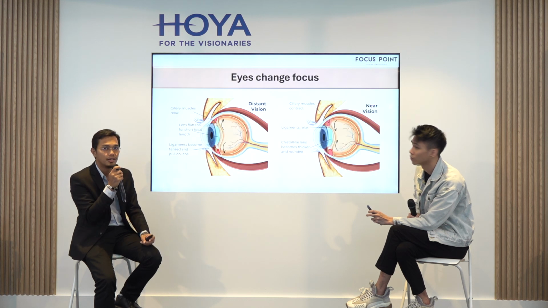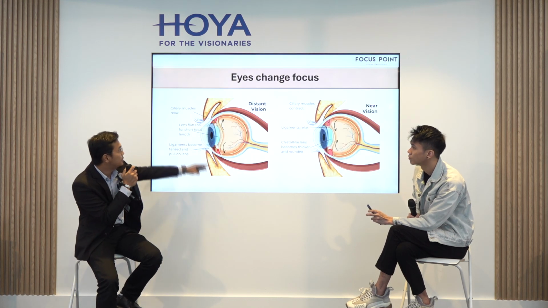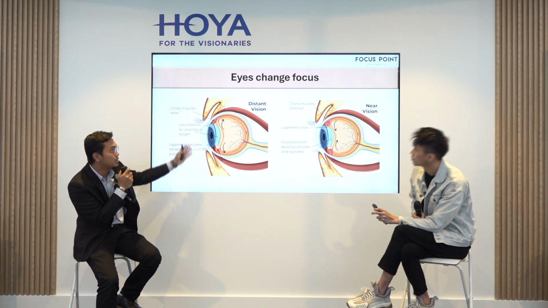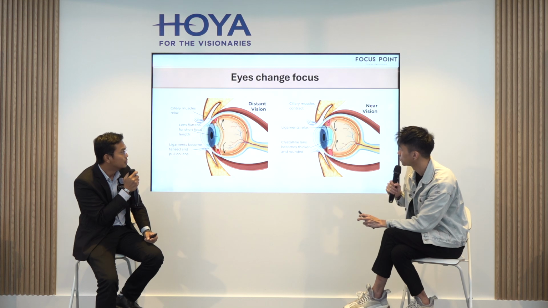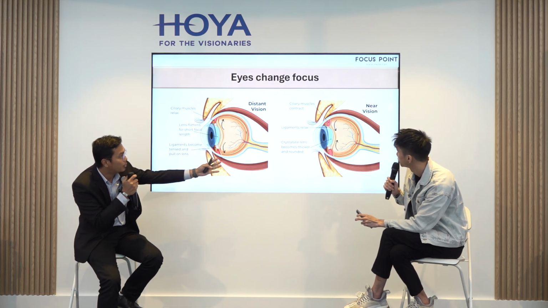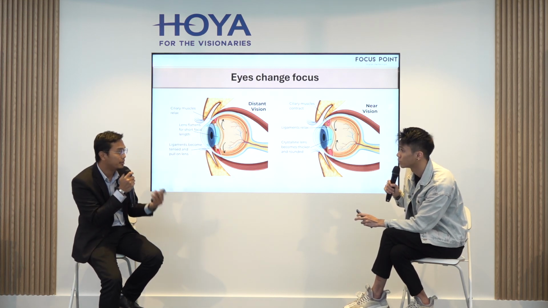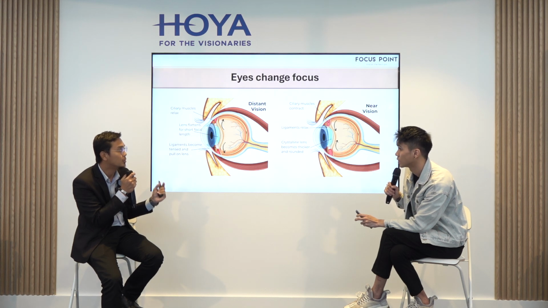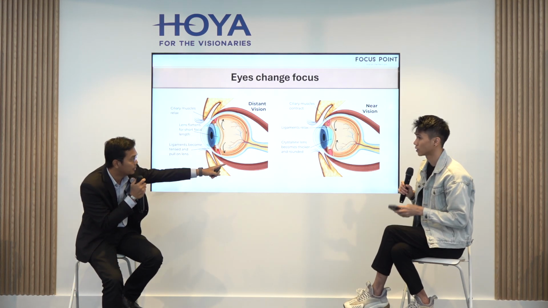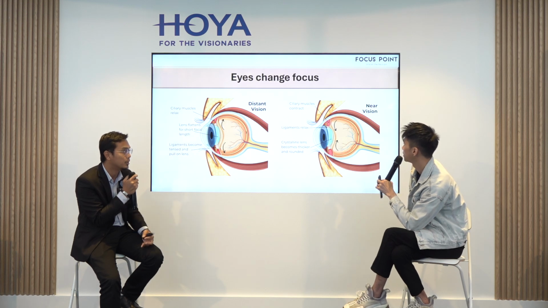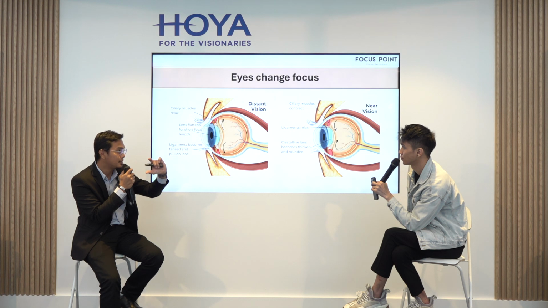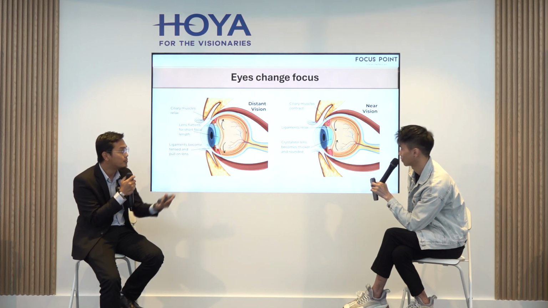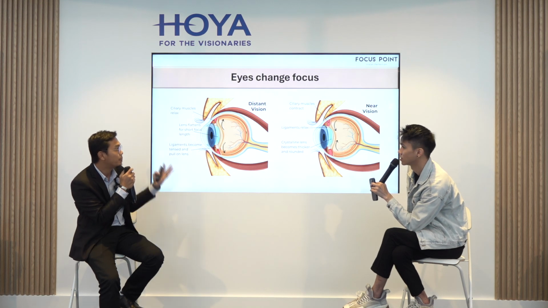Your eyes change focus. You can see this is the condition of your eyes when you see a distant object. The lens here is slightly thinner, compared to the image of near vision. When you look at near, the lens inside the eye needs to change focus. It becomes slightly thicker. You can see the crystalline lens become thicker and rounder. It's similar to a camera. When you look at far, you adjust the camera, but when you look at near, you cannot use the same focus for distance. You have to adjust the focus to see at near. The same thing happens to the eye.